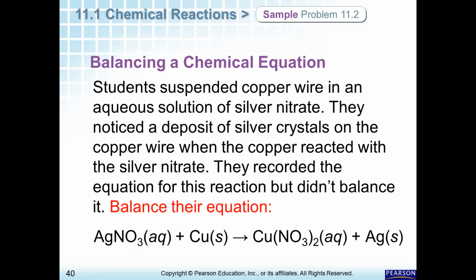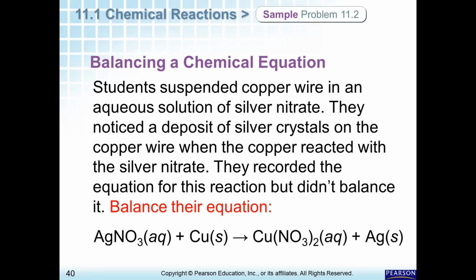Let's take a look at this one. AgNO3 plus copper to produce copper nitrate and silver. This is what I was referring to: the nitrate NO3 is not broken up here. Instead of counting nitrogen and oxygen one by one, you count it as a whole. That was the rule we had here.